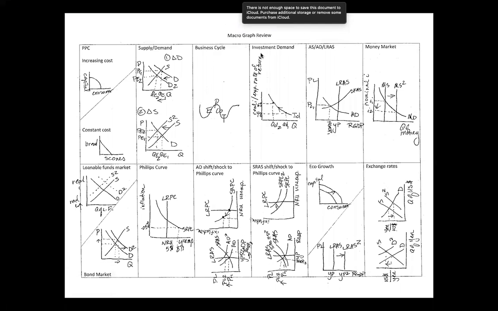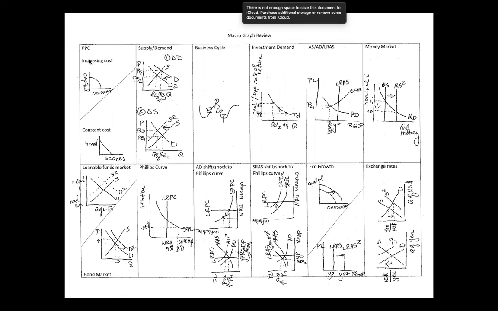All right, here's the review of all the graphs that you may have to know on the AP test, as well as on the final for me. Again, the final for me is all multiple choice, so you won't have to actually graph with labels, but here are all the graphs. The first one we talked about in this class was the production possibility curve.